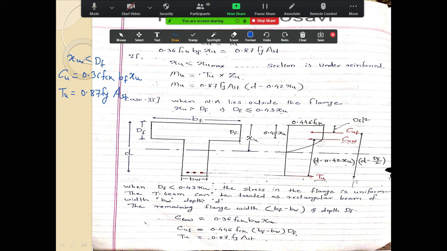So this is our first case which we have studied. Now in the next lecture we will go for the two cases when the neutral axis lies outside the flange. In that, again two cases are there: Df is less than or equal to 0.43 Xu, or Df is greater than 0.43 Xu. These two cases we will see in the next lecture.